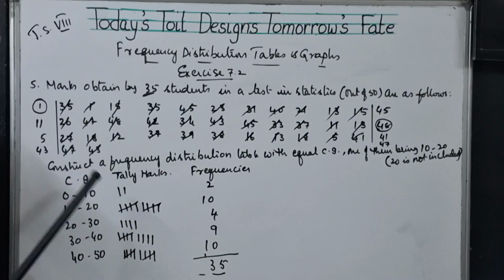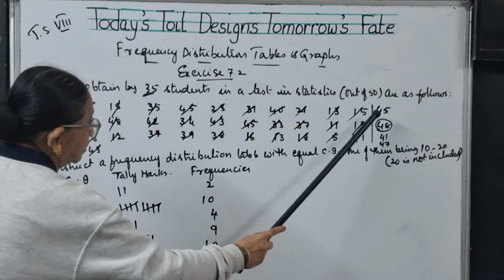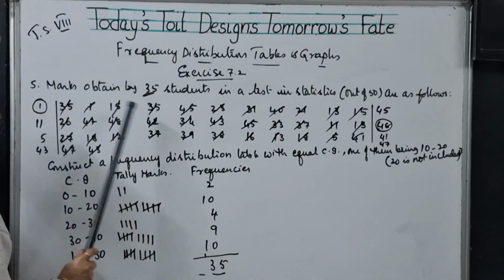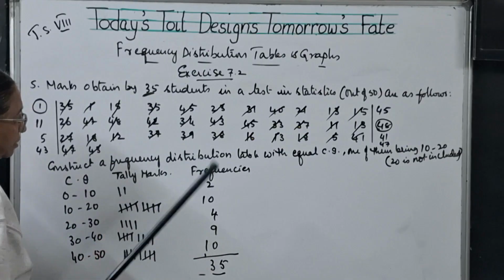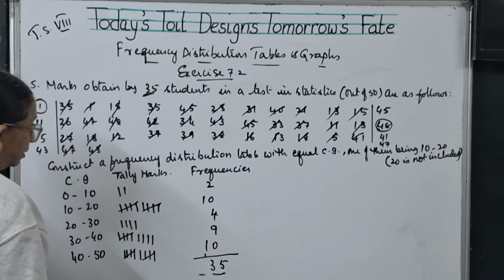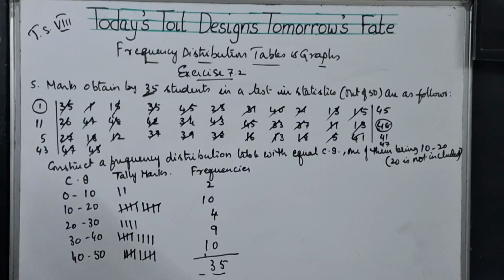So here class intervals should start with 0 because 10 to 20 is given: 0 to 10, 10 to 20, 20 to 30, 30 to 40, 40 to 50, because the highest is 48. Now tally marks, as I have done. Count the tally marks. I have got the frequencies. If you add the frequencies, whatever total you get should be the same as in the problem. So this is how we need to write a frequency distribution table, children. Please note it.